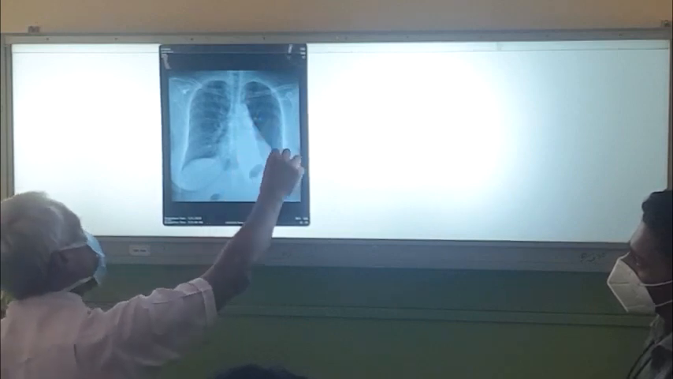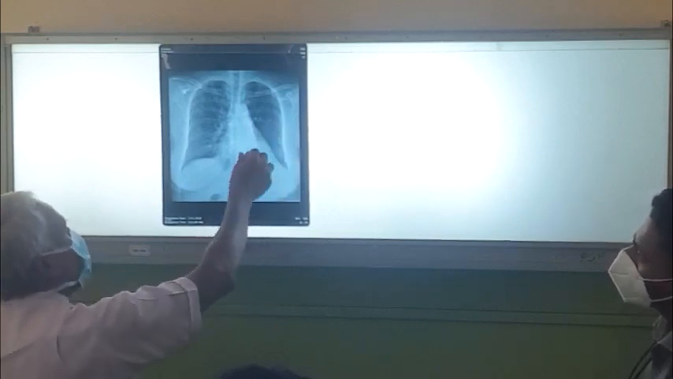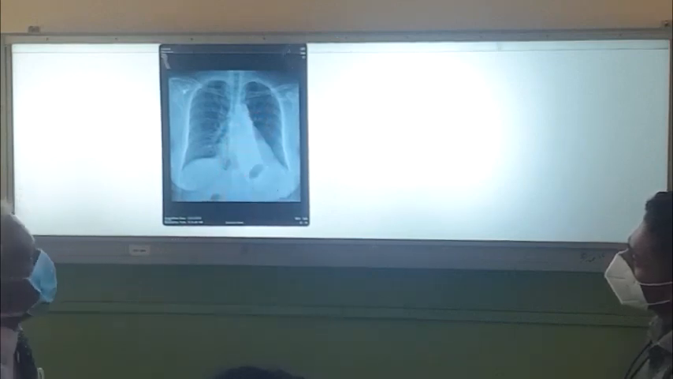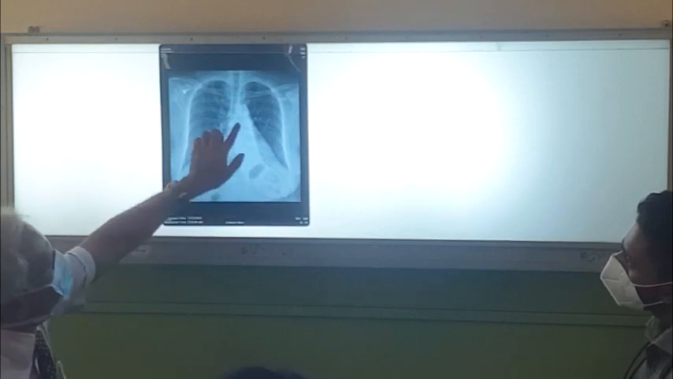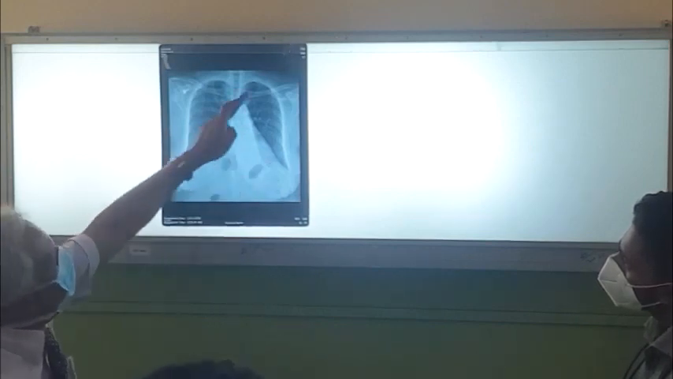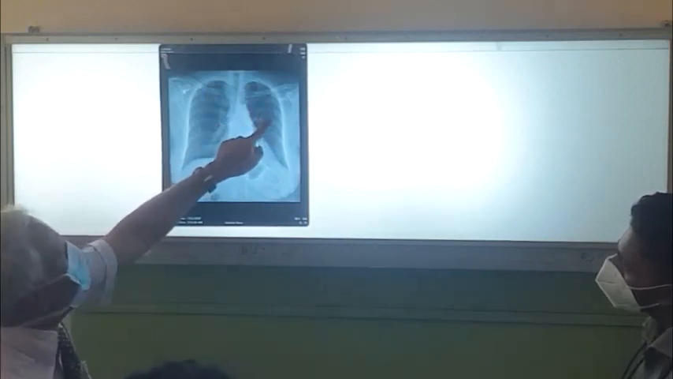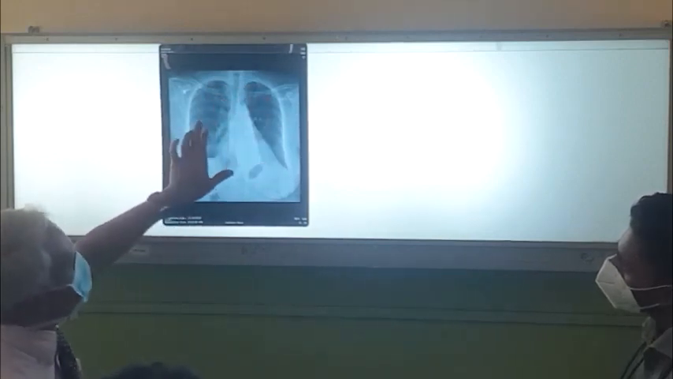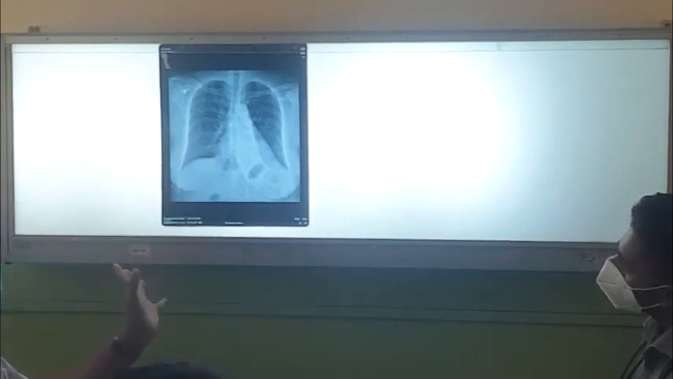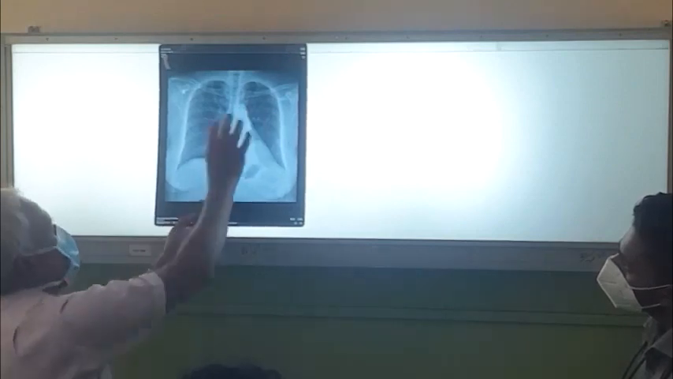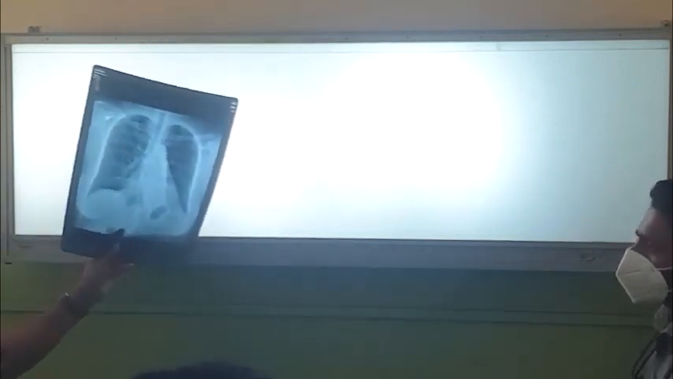Okay. So this is called the sail sign. Behind the heart you can get a triangular opacity. I can't see the descending aorta. This part of the hemidiaphragm I can't see, because above that there is a collapsed lower lobe. So everything is collapsed, and this area is the hyperinflated left upper lobe. You get darkness here compared to the right side, because the vessels get displaced like this, right? So you get increased darkness here. So it's a typical left lower lobe collapse.